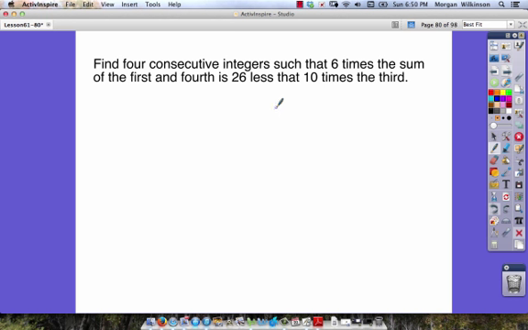Find four consecutive integers such that 6 times the sum of the first and fourth is 26 less than 10 times the third. So four consecutive integers. We're going to have n, n plus 1, n plus 2, and n plus 3. So find four consecutive integers such that 6 times the sum of the first and the fourth. So the first and the fourth. And we need to find 6 times the sum of the first and the fourth. So the sum of the first and the fourth is going to be n plus (n plus 3).